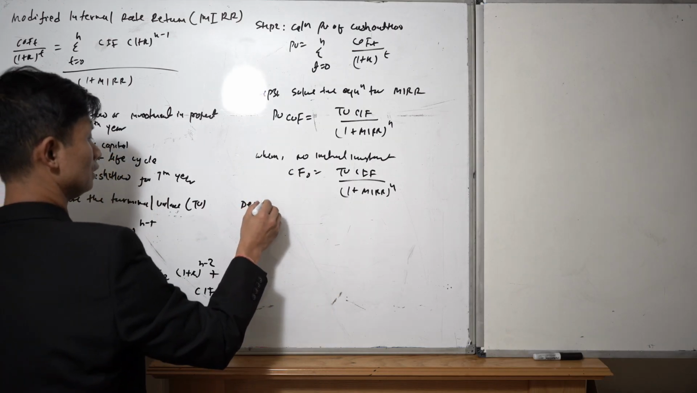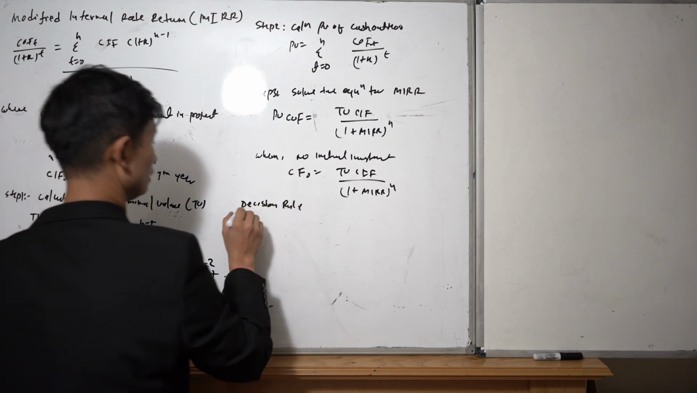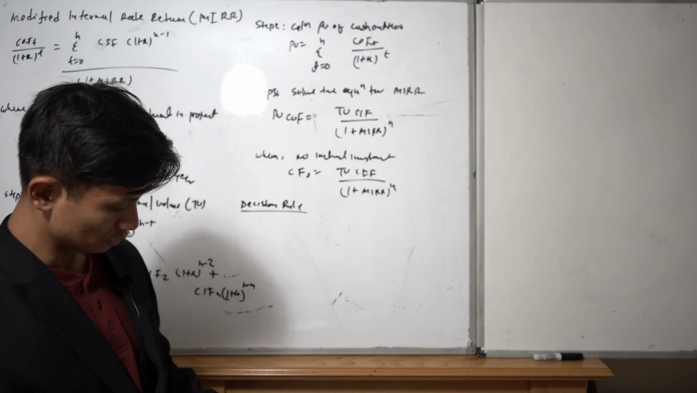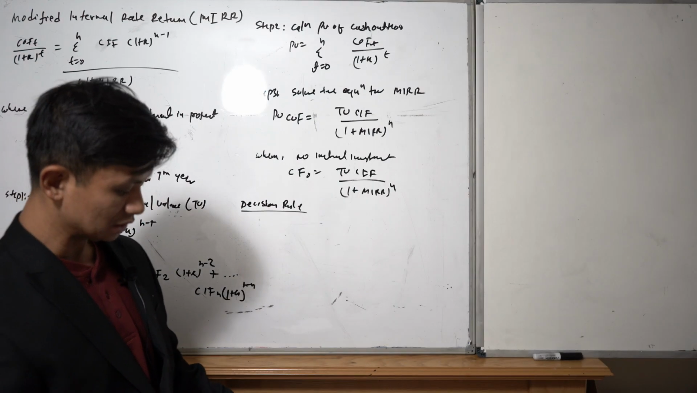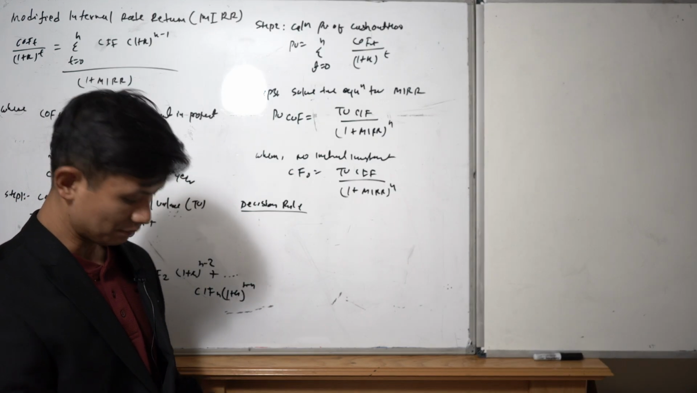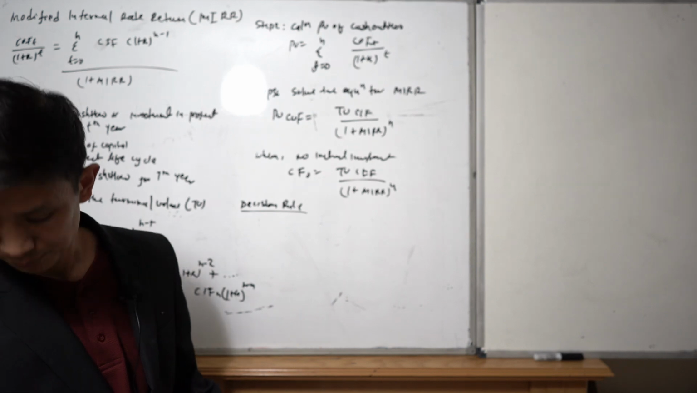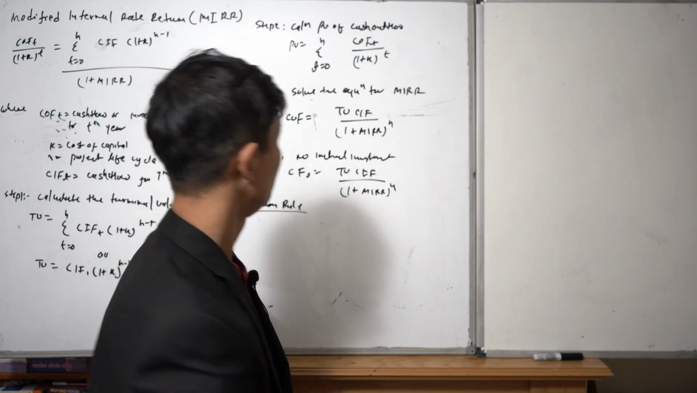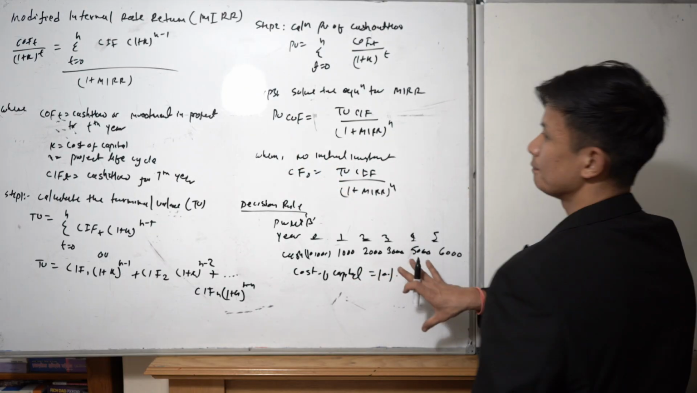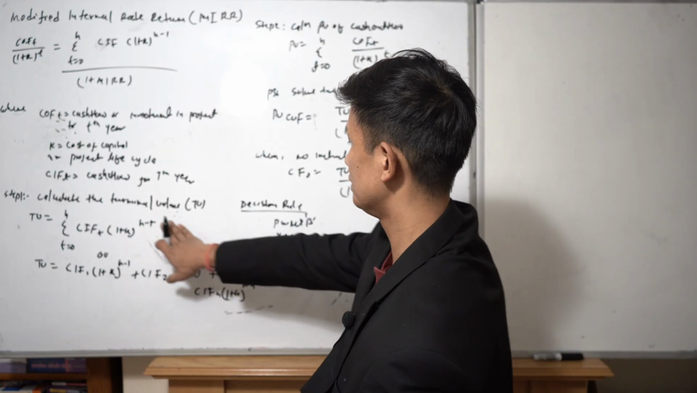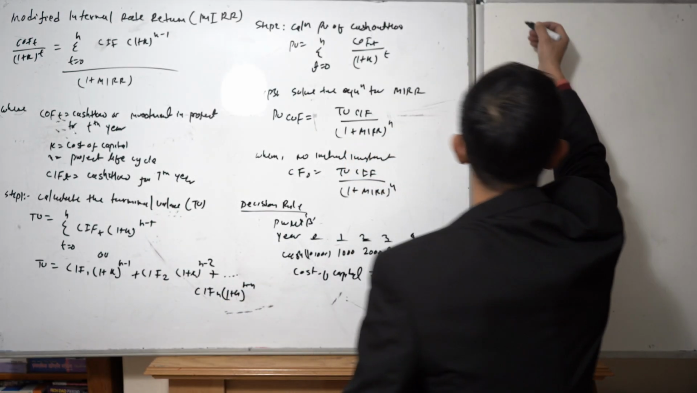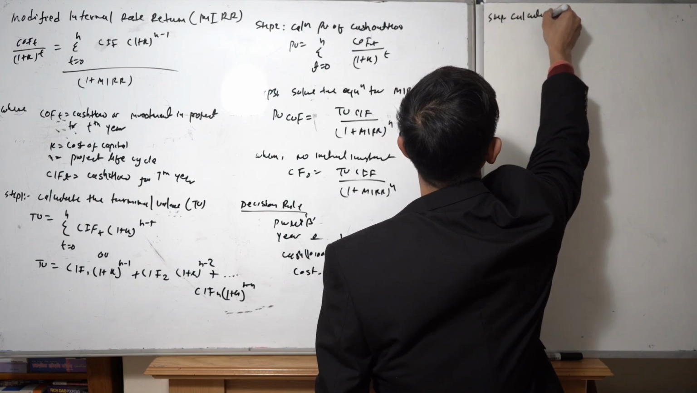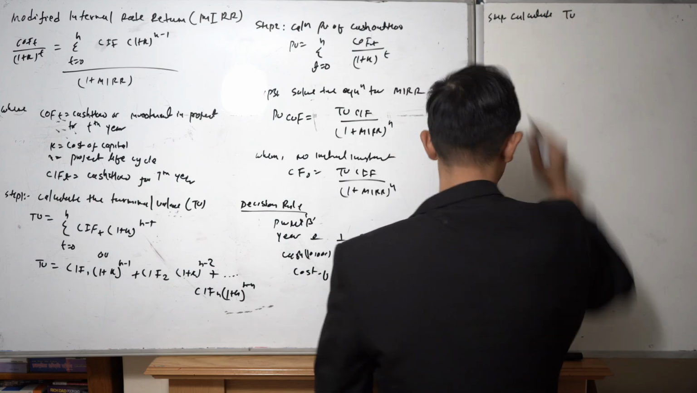Decision rule. If MIRR is greater than the required rate of return, we accept the project, and if MIRR is less than the cost of capital, then we reject the project. So let's take one example here. We have a problem here. The first step is to calculate the terminal value of the project. So in step 1, calculate terminal value. How do we do it?